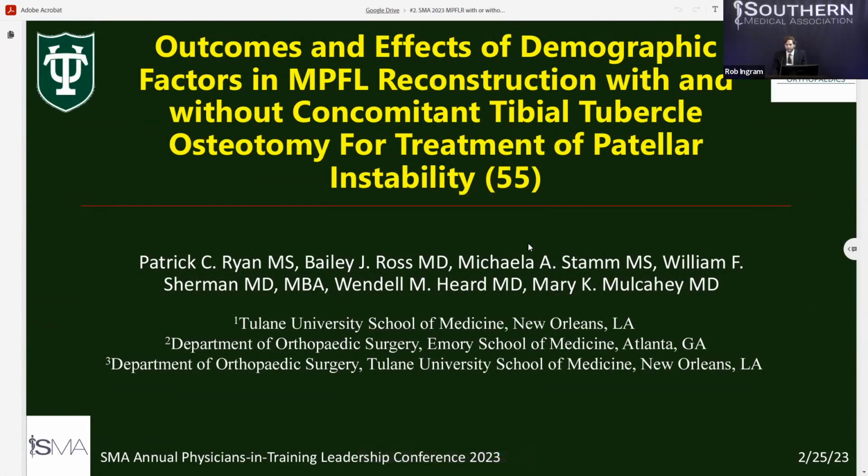I'm Patrick Ryan, a third-year medical student at Tulane University School of Medicine. On behalf of my team, I'm going to present our project, Outcome and Effects of Demographic Factors in MPFL Reconstruction with and without Concomitant Tibial Tubercle Osteotomy for treatment of patellar instability.